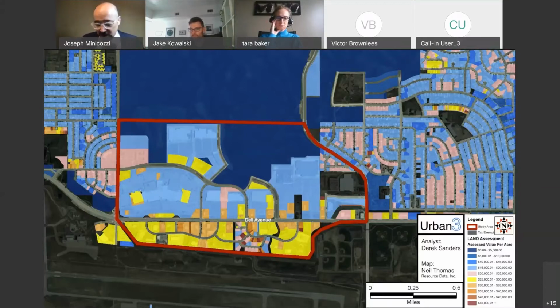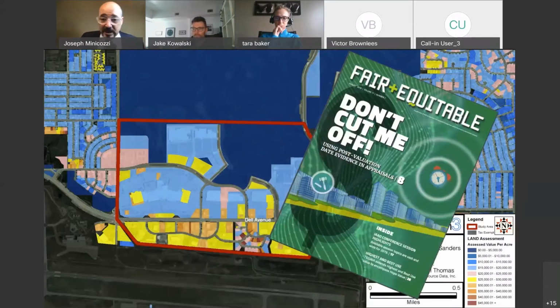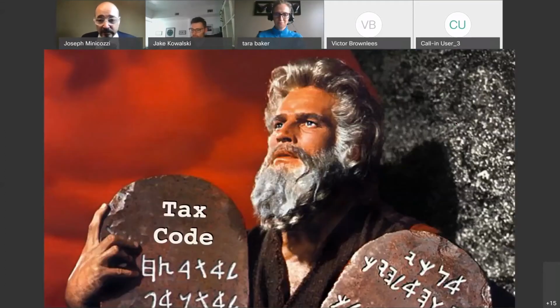So I presented this at the International Association of Tax Assessing Officers, your peers of the assessors. Their magazine is called Fair and Equitable. That's seriously their magazine. And I asked them, how is this fair and how is it equitable? Now, to their credit, they said it's not. And I said, well, where did the standard come from? They're like, we don't know.